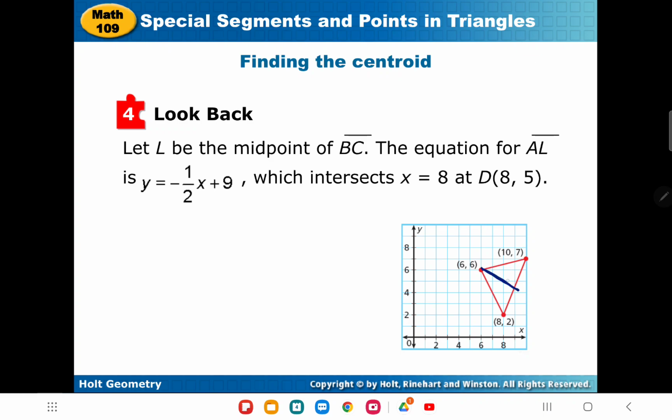And it would again intersect at (8, 5). My poorly drawn lines. So it would not change the location of the centroid.